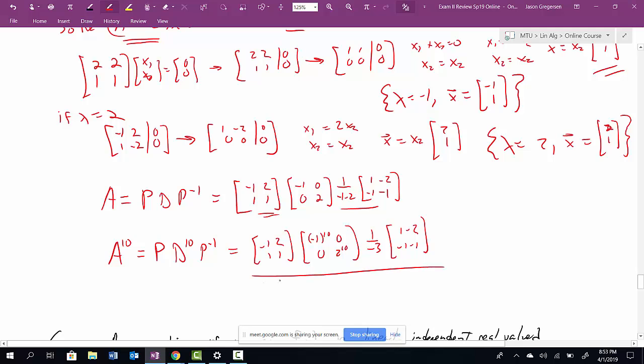So this would be an expression for A to the 10th. The nice thing is now I only have to multiply 3 matrices instead of 10 matrices. Okay? So that would be my expression for A to the 10th. Any questions there?